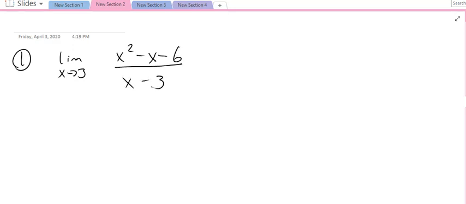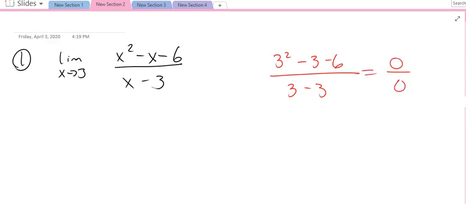Now, one of the things we did when we were looking at limits, most of the time we were dealing with continuous functions. So we tried just plugging stuff in and seeing if we got an answer. And in this case, if we plug in 3, we get 3 squared minus 3 minus 6, and 3 minus 3 in the denominator, and we get 0 over 0. So when we were first learning limits, this told us that we needed to work harder.